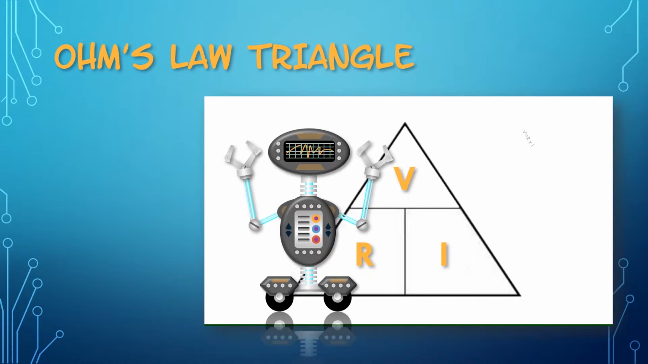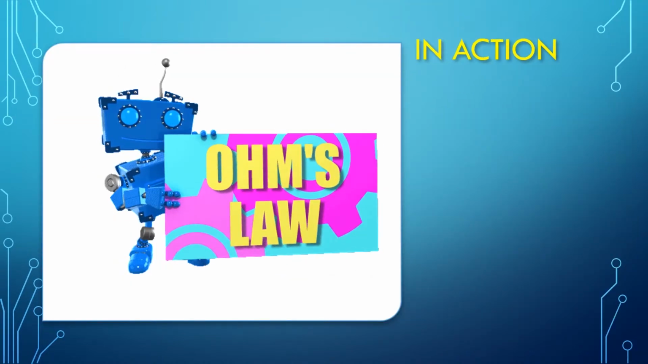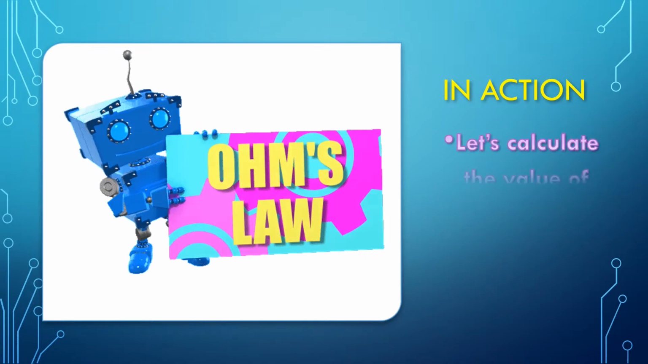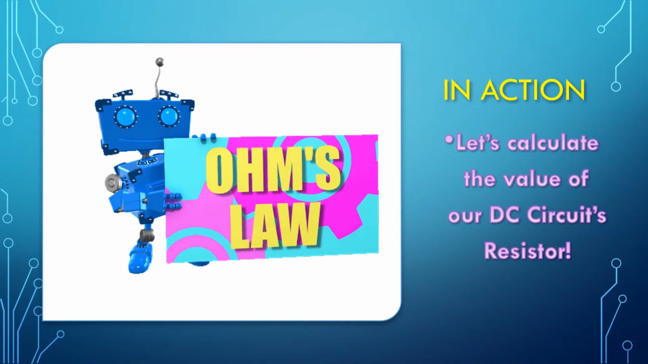So here's our formula. V equals R times I, and R equals V divided by I, and I equals V divided by R. Ohm's law in action. Let's calculate the value of the DC circuit's resistor.